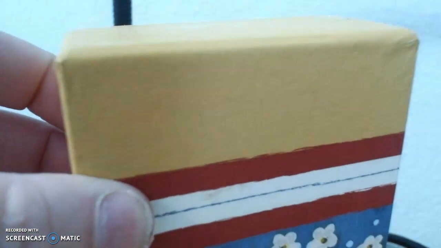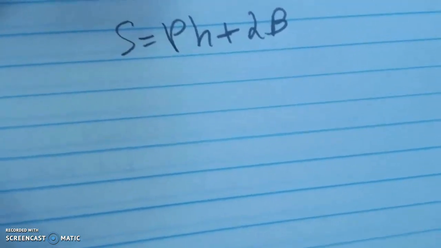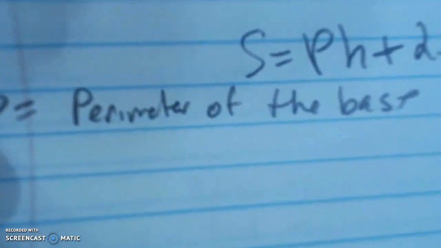So the first thing I'm going to do is write the formula down. And the formula is S equals PH plus 2B. Okay? And I need the perimeter of the base. P is the perimeter of the base. So what I'm going to do is show you what they are actually doing.